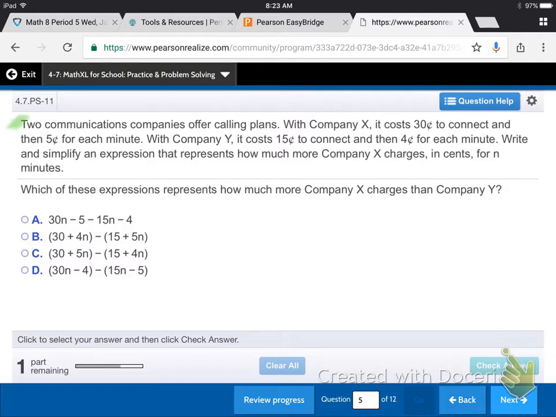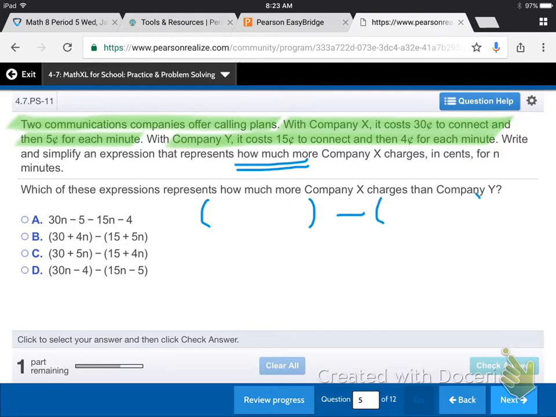Okay, another word problem. Two communications companies offer calling plans. Company X costs 30 cents to connect and then 5 cents for each minute. Company Y costs 15 cents to connect, then 4 cents for each minute. Then it says write and simplify an expression that represents, again, here's our keyword, how much more Company X charges in cents for n minutes. So what that means is how much more expensive is Company X. So if the question is how many more, we are going to subtract one quantity from another quantity. Since Company X apparently costs more, we're going to start with that one.